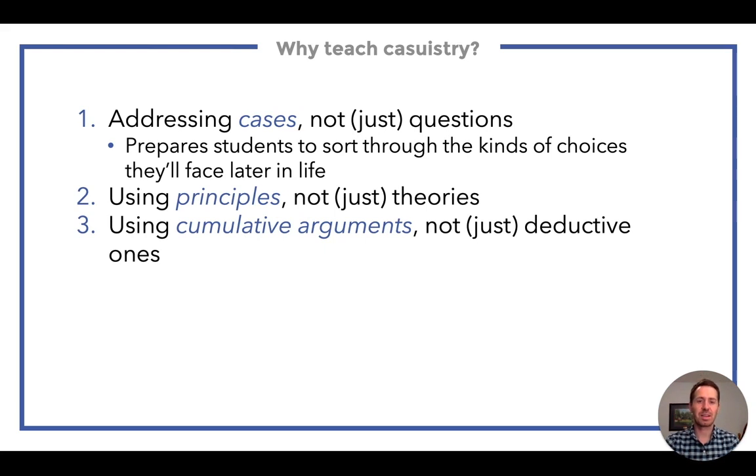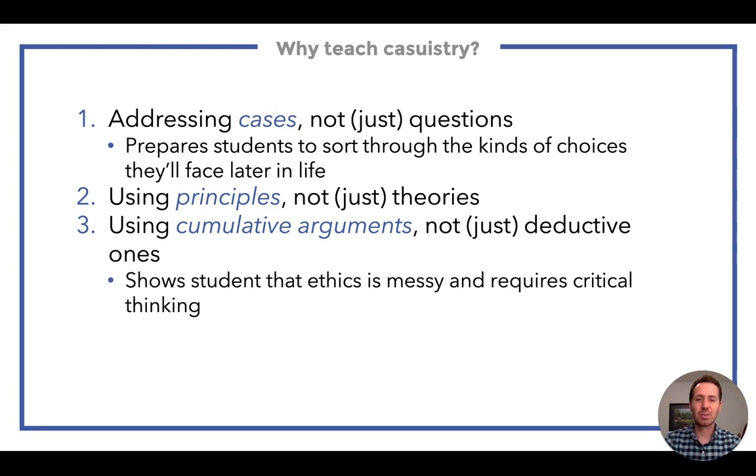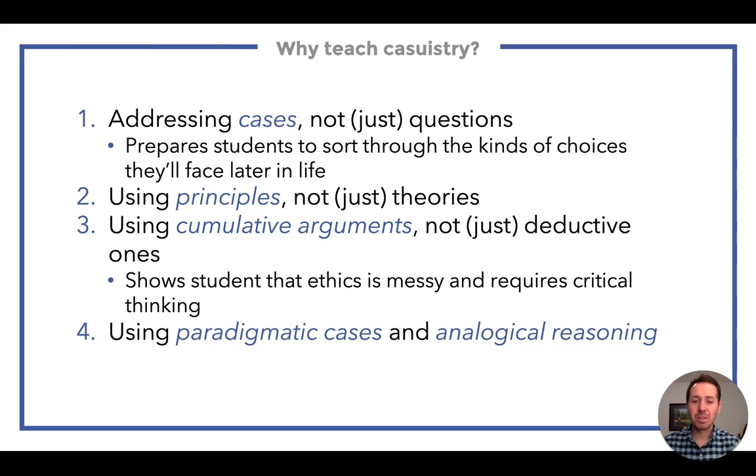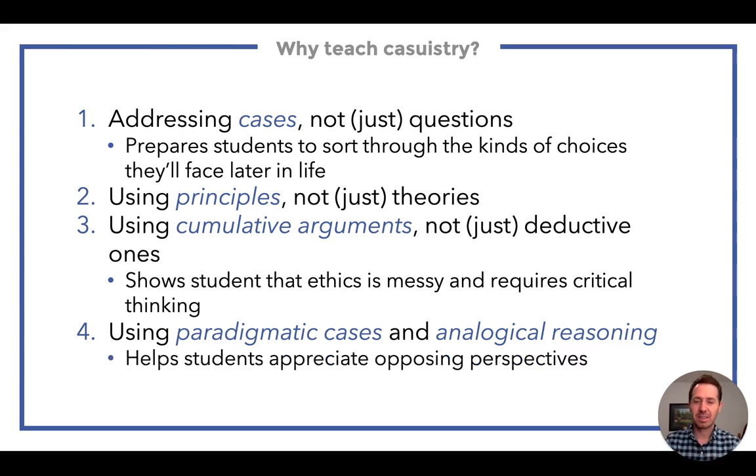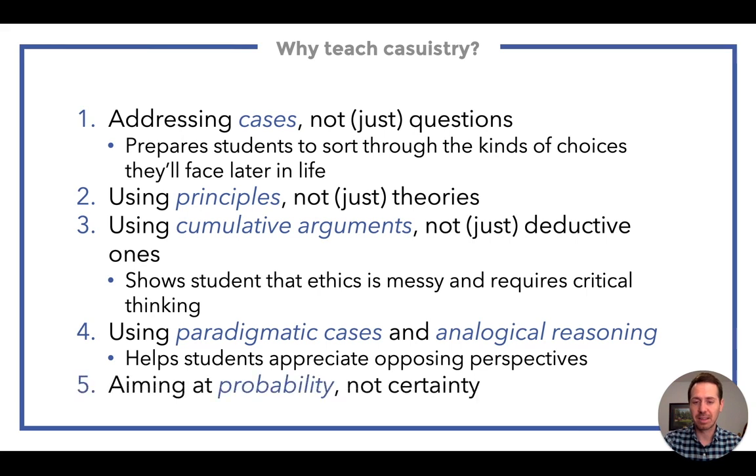When we use principles and not just theories, we use cumulative arguments, not just deductive ones, we're showing students that ethics is messy, but that it requires critical thinking, right? It's not that you dig in behind your theory and sort of lob grenades at the other side, but rather we've got to sort through the intricate details. When we use paradigmatic cases and analogical reasoning, we help students appreciate opposing perspectives. If they can sort of see the paradigmatic example on the other side, they might come to better appreciate why someone thinks differently than they do.